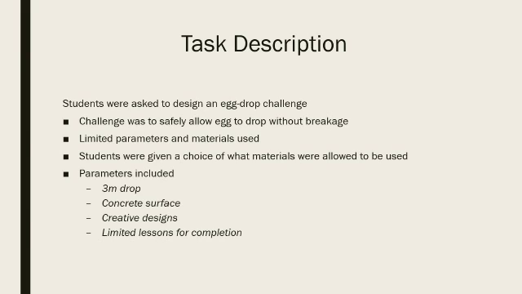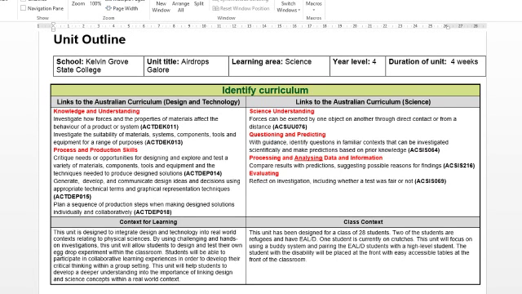We came up with the challenge that students were required to safely drop an egg from a given height without the egg breaking. The students needed to design a product with limited materials that was creative and effective in protecting the egg. We allowed students to choose their own materials from the provided list, and the parameters we decided on were a 3-metre drop onto a concrete surface, that the design must be creative and use a range of materials. The product must also be created within the time constraints. Outlined below is our unit outline.